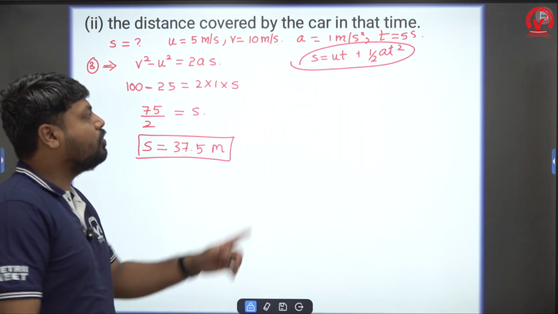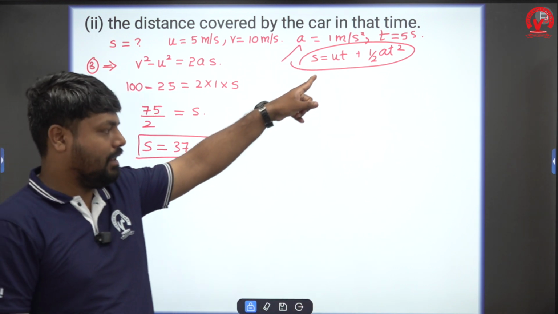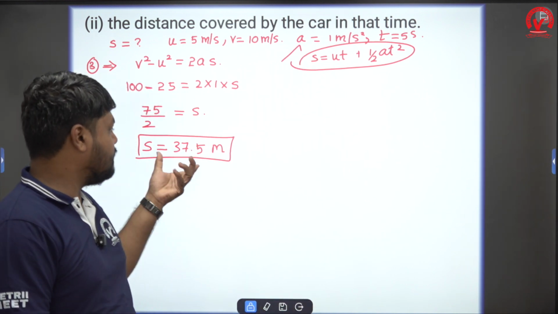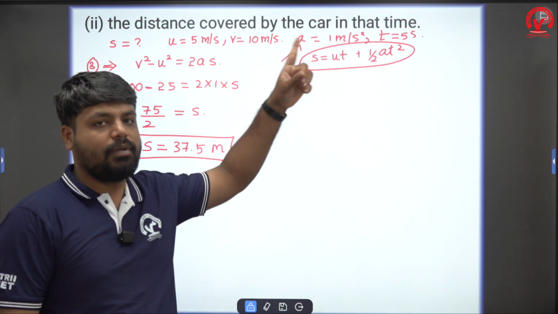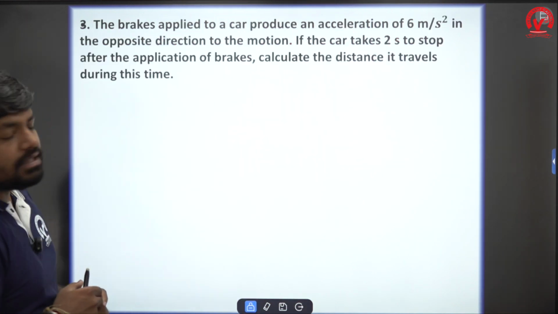Okay. So you can go through this formula also. Kindly derive that s is equal to 37.5 meter by using this formula also. By using what value? t is equal to 5 seconds. Okay.